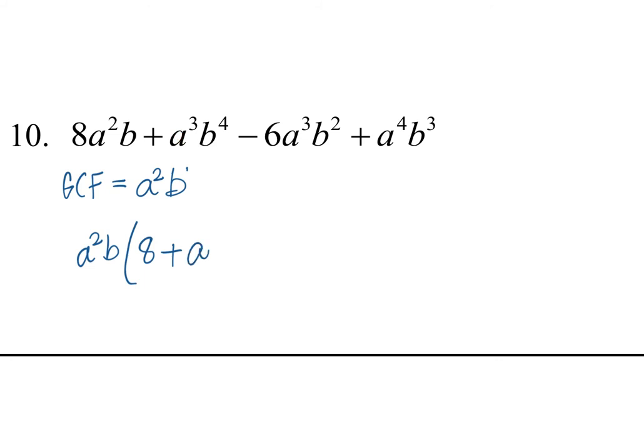And b to the fourth divided by b to the first. You have 4 b's and 1 b. So if you take 1 b away from the 4, you're left with b cubed.